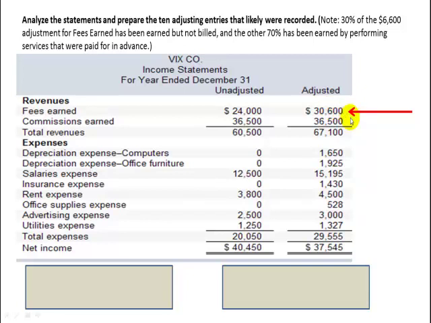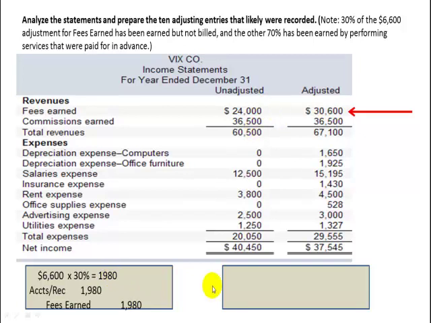That's a $6,600 difference. It says up here that 30% of the $6,600 adjustment for fees earned has been earned but not billed. That's a total of $1,980, and we're going to debit accounts receivable, and we're going to credit fees earned for $1,980. So between this unadjusted amount and this adjusted amount, we had some additional work we did for somebody, and we billed them and sent them a bill. We didn't collect the money immediately, and that amounted to a total additional fees earned of $1,980. That was that piece of this difference.